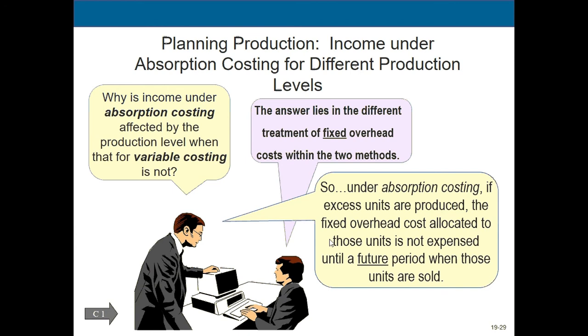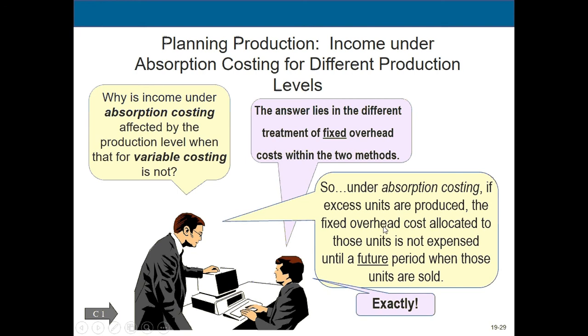And then all of a sudden, this dude over here on the left, he completely understands it, right? He says, so under absorption costing, if excess units are produced, the fixed overhead cost allocated to those units is not expensed until a future period when those units are sold. And then the accountant says, exactly. Right. It just doesn't work that way, right? Even at this point, we're 29 slides in down here, folks, and I guarantee you probably don't exactly understand this yet, without a doubt. But what's happening here?